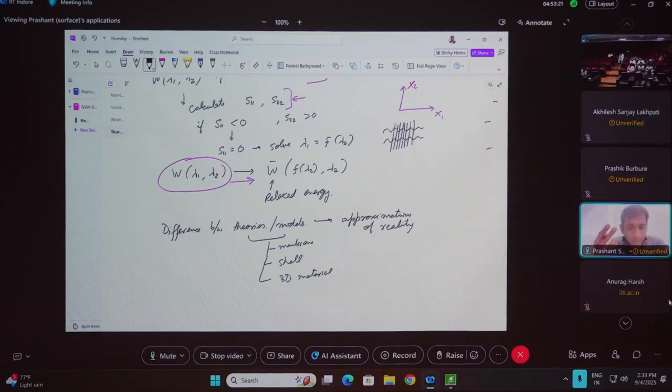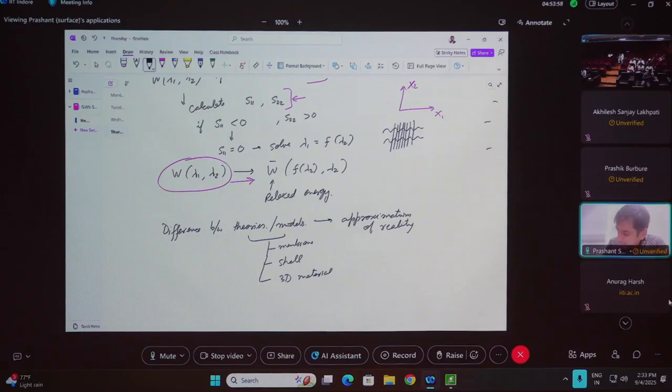A membrane model has the lowest number of degrees of freedom. So if you solve it using a finite element method, it will be the fastest one to solve. A 3D material model will have the maximum number of degrees of freedom, so it will be the slowest one to solve. The accuracy may depend again on various things. So I think it's always a judgment of the scientist to choose the appropriate model to use for a given problem.